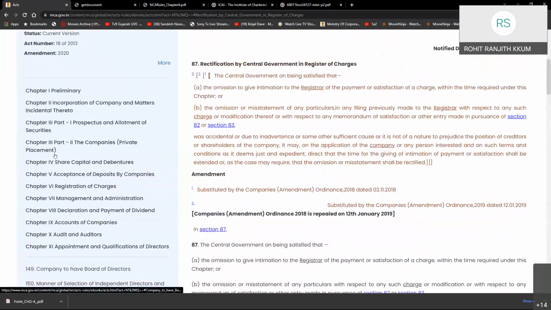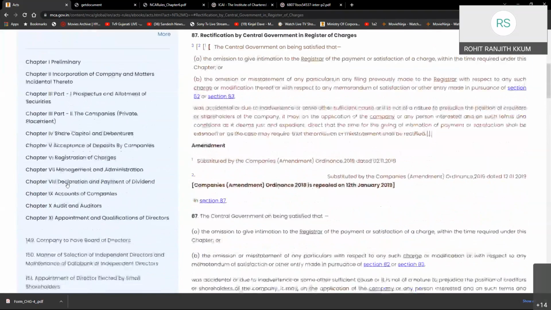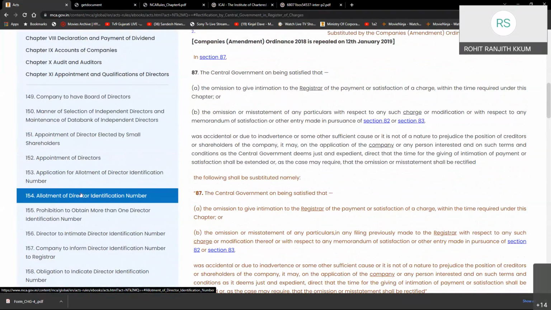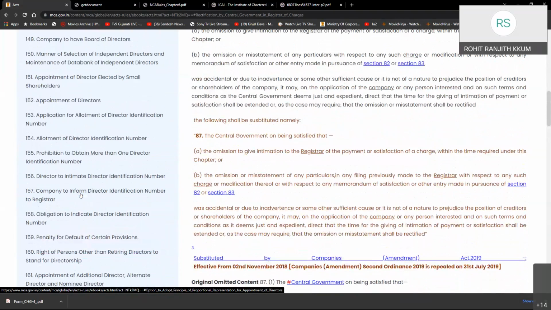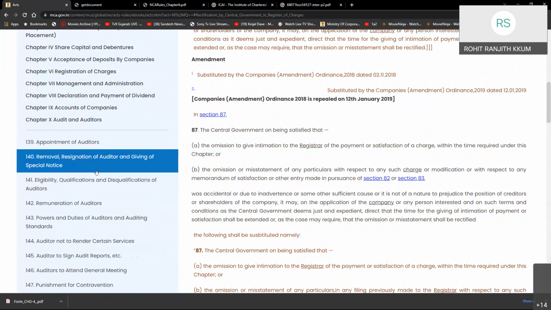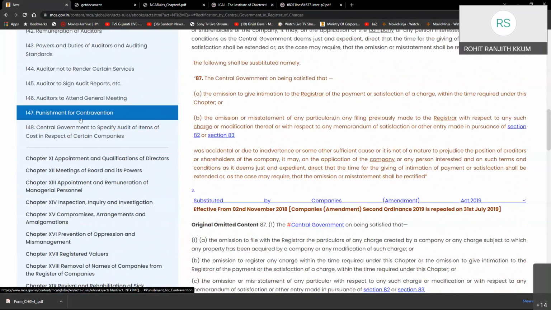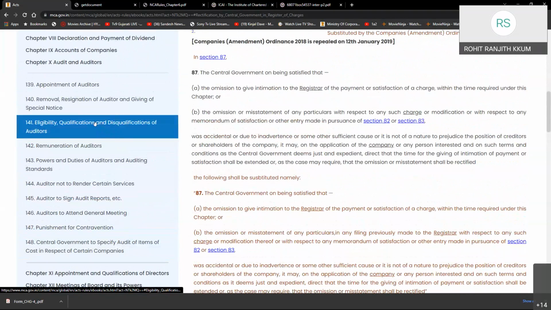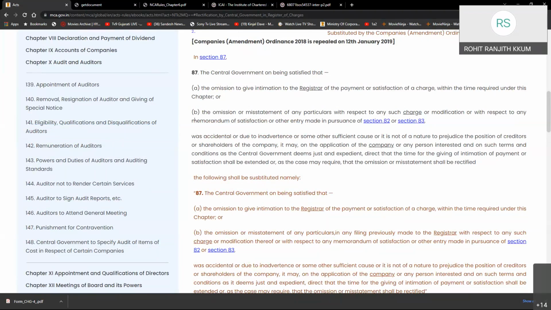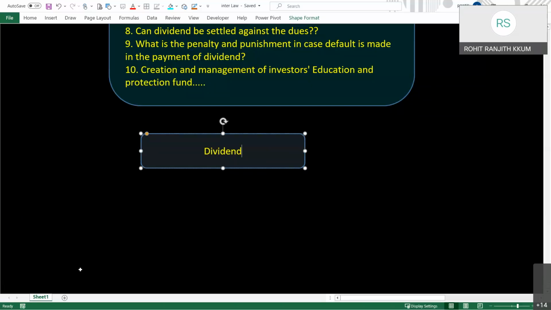So guys, in your CA intermediate, how many total sections are there? Tell me. You have to learn till section 148. So total 148 sections are there in your syllabus. And we have to learn each and every paragraph in detail so that we can crack the questions easily, along with a lot of other questions and solutions. All right.